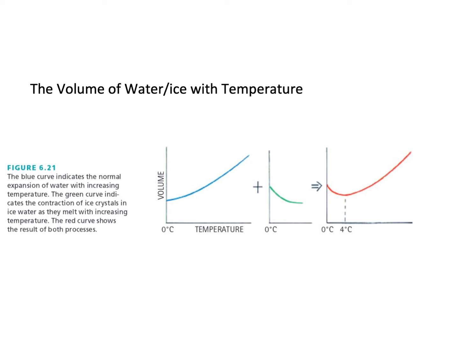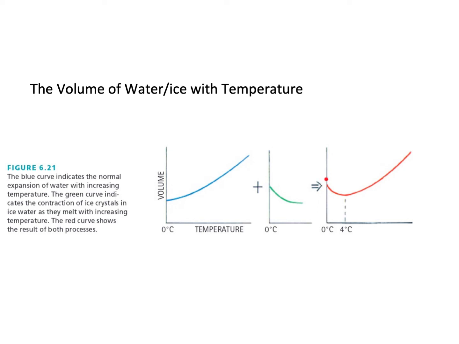So this is showing how the volume of water and ice behave with temperature. Now the blue curve here is indicating the normal expansion of water with increasing temperature. So as we increase the temperature, the atoms and molecules are vibrating back and forth, and they're swinging with bigger swings, so they want to get wider. They want to expand like a normal substance. But the green curve shows the contraction of ice crystals in water as they melt with increasing temperature. And so the combination of these two together gives the red curve. And this shows how the volume of water behaves with temperature.